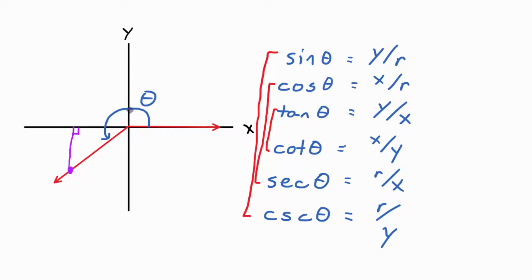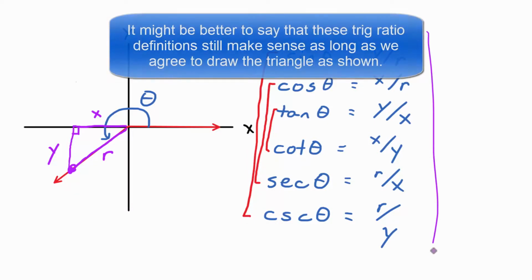And then we can still consider this side here, in this case the horizontal side, the adjacent side. And so I would call that length x. The vertical length could still be considered the opposite side, y. And then this length here would be the hypotenuse. We'll call that length r. And then all of these definitions still hold.